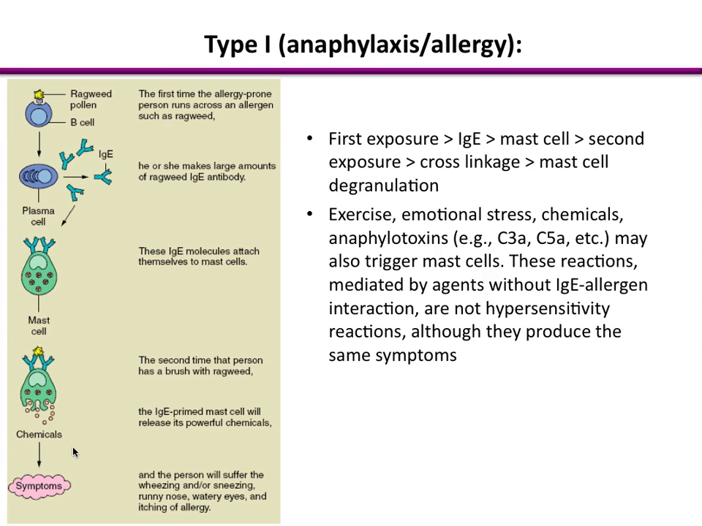If you are the atopic kind and you have these cells with IgE on them circulating, it is possible that exercise, emotional stress, chemicals, all sorts of things may also trigger mast cells. It's more common with patients who have IgE, but actually you don't even need to have IgE on mast cells. Strong enough stress or tissue damage, and you get the release of the chemicals without any IgE.